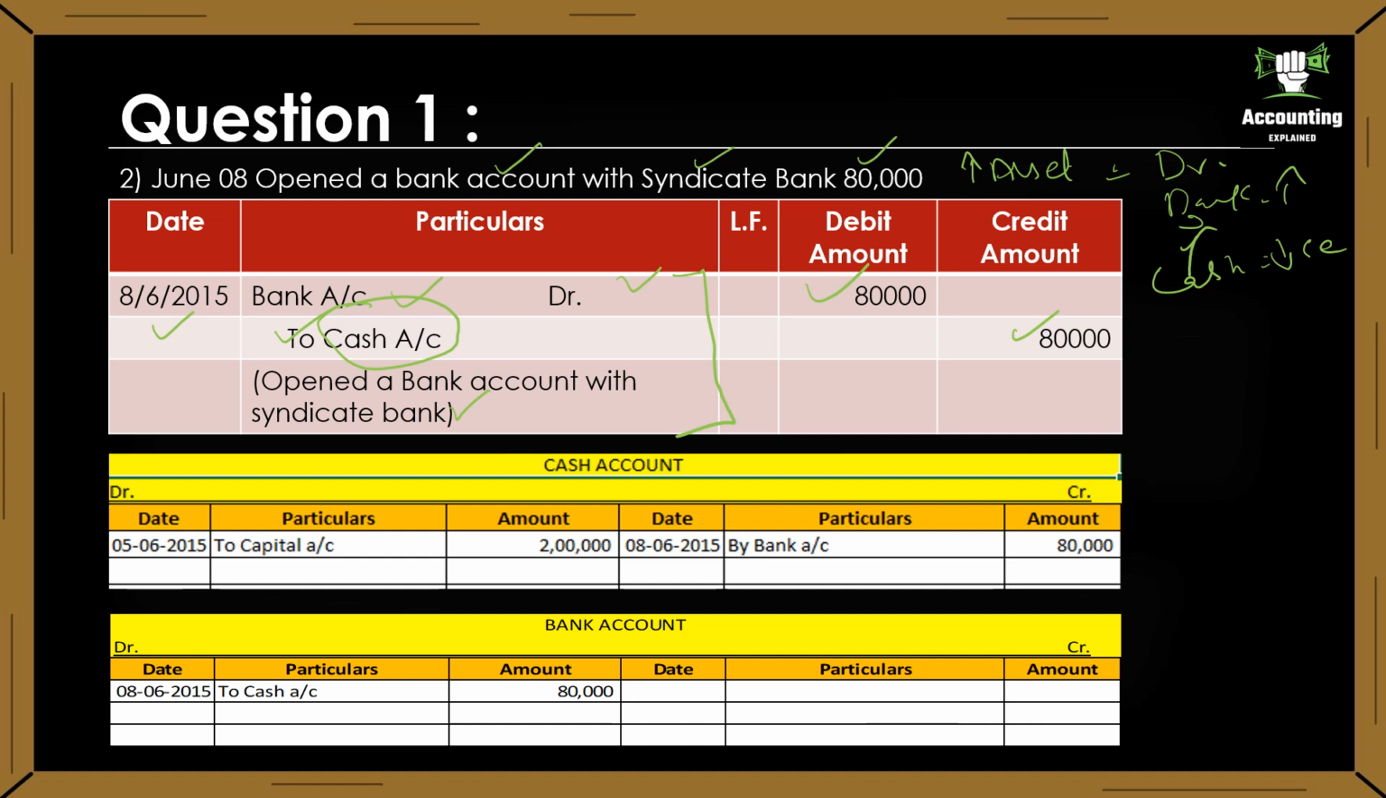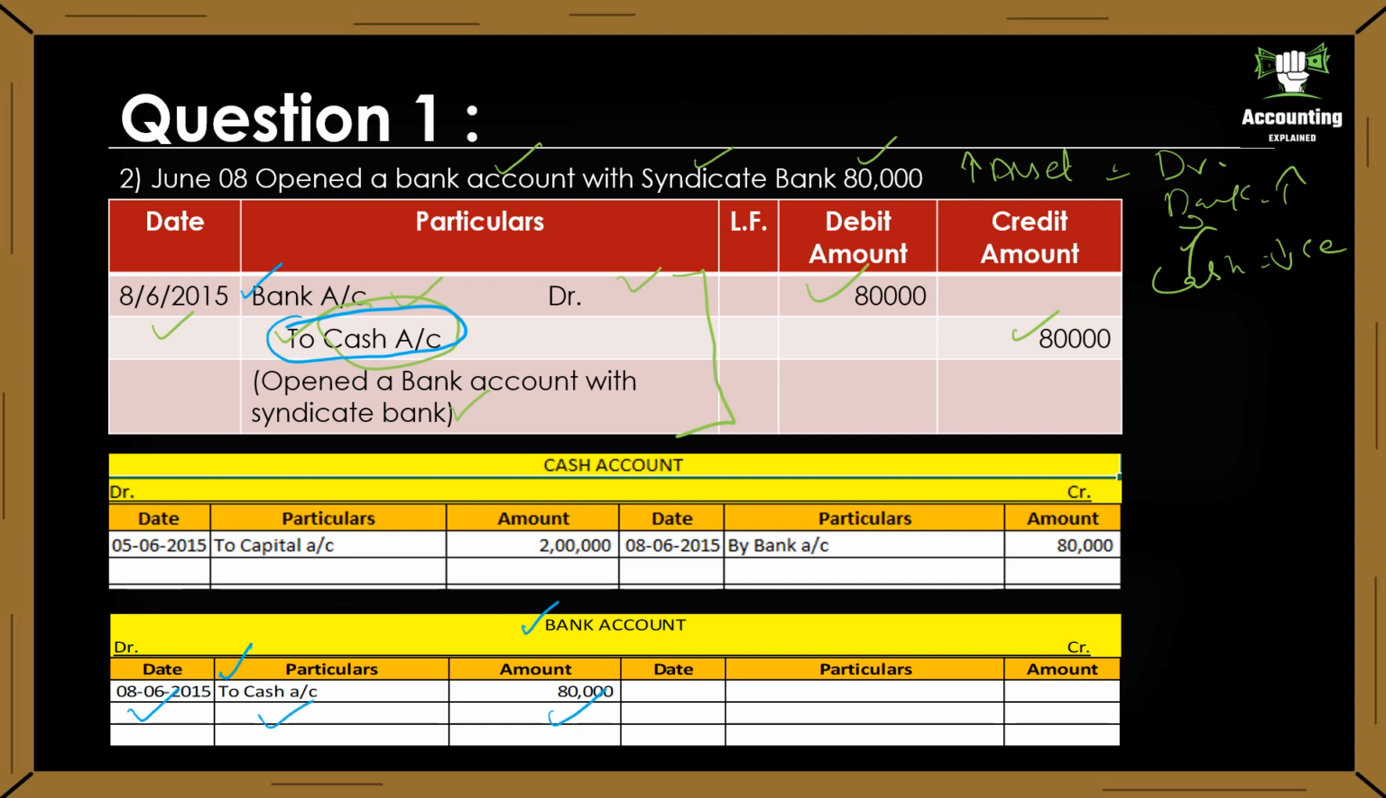First is bank account. We have opened bank account here. Okay, opposite of bank account is cash. What have you done to the cash account? You have credited it in the journal. When you have credited it in the journal, what do you have to do in the ledger? We have to debit it. Debit side will start with 'To'. So on 8th June 2015, to cash account 80,000 rupees.